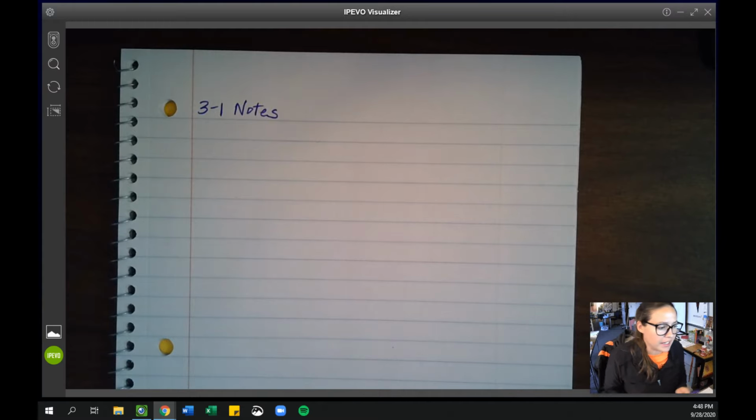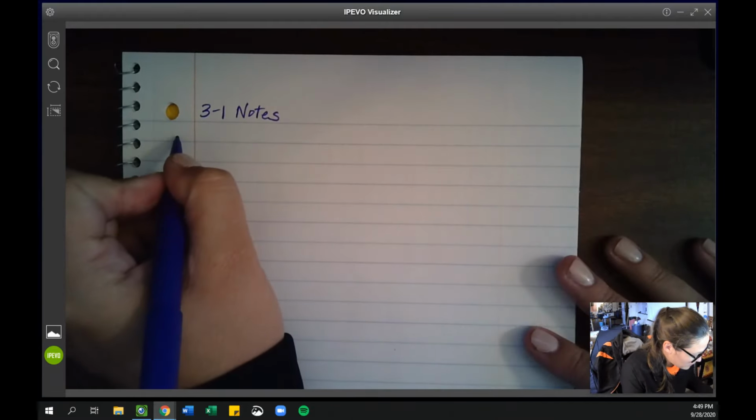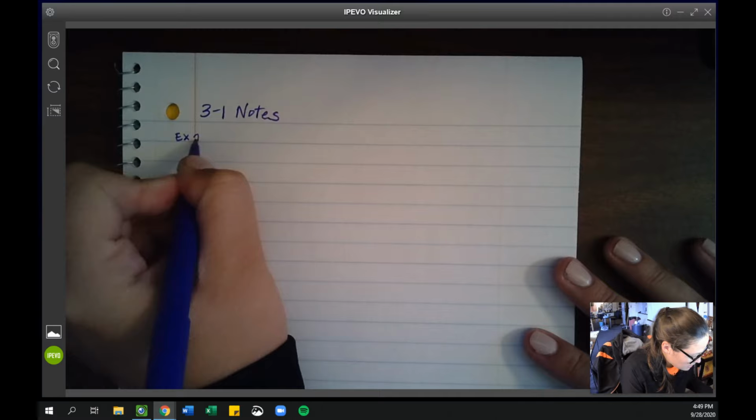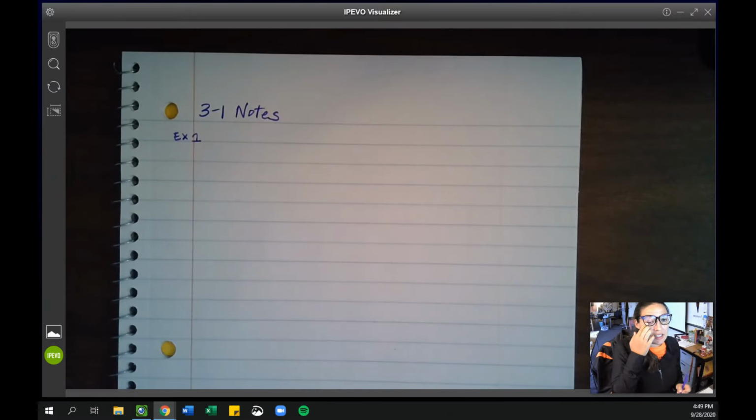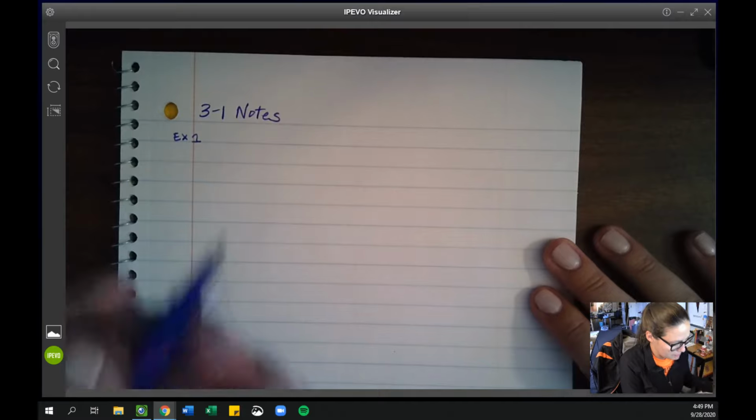Right, we are going to get started with the 3-1 notes. Like I mentioned in class, this lesson is about solving systems by graphing. Before we get right into that, though, these first couple of examples are going to be checking to see if a certain point, an x and y point, is the solution to the system.